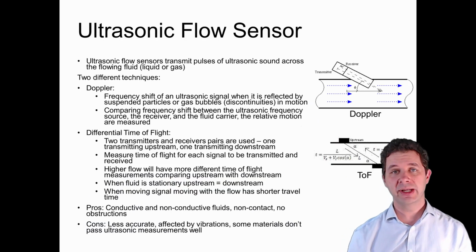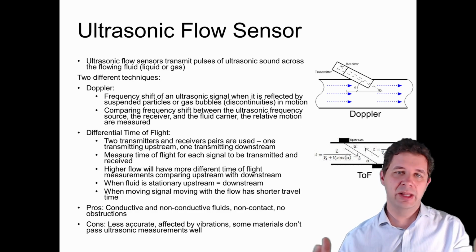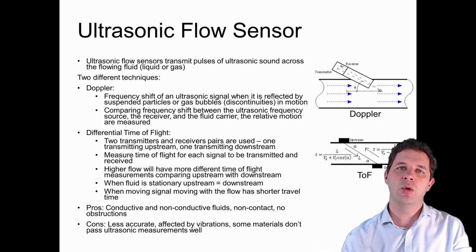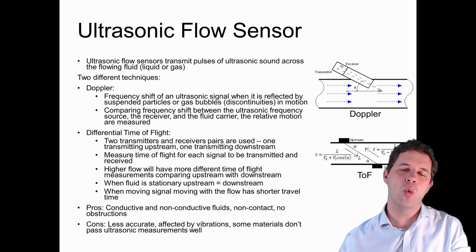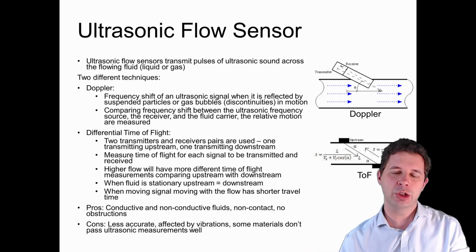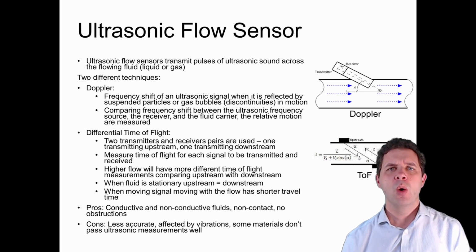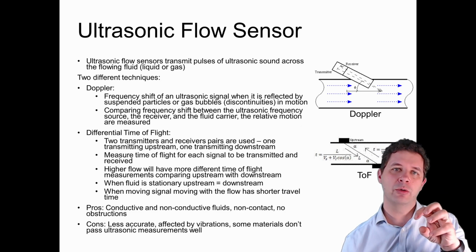We can also use ultrasonics to measure flow, and we've got a few different ways of doing this. One is we use Doppler, where we've probably realized the Doppler effect when a vehicle with a siren is either moving towards us or away from us, and we can work out whether it's moving towards us or away from us based on the change in pitch of the frequency of the siren that's being sounded. Well, we can use that with our little ultrasonic sensor.